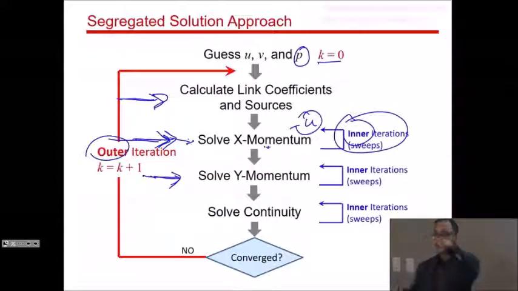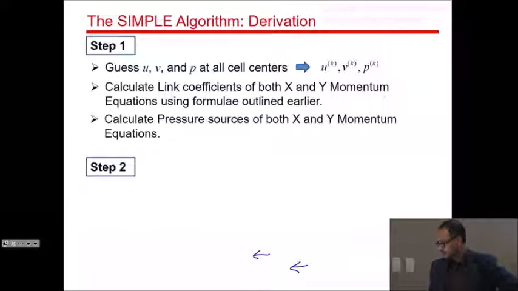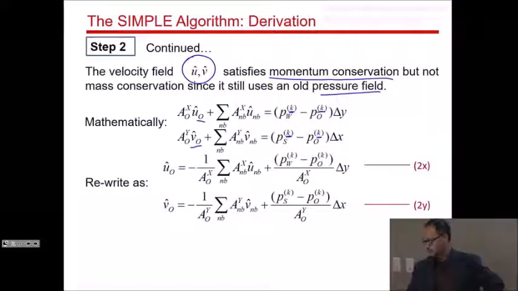I'm now within K equal to 1, but the pressure field at K equal to 1 will be calculated here. I don't have that yet. I'm still using K equal to 0. So at the current iteration, which I'm calling K plus 1, I'm still using pressure from iteration K. Okay, that's the idea that I'm showing here.